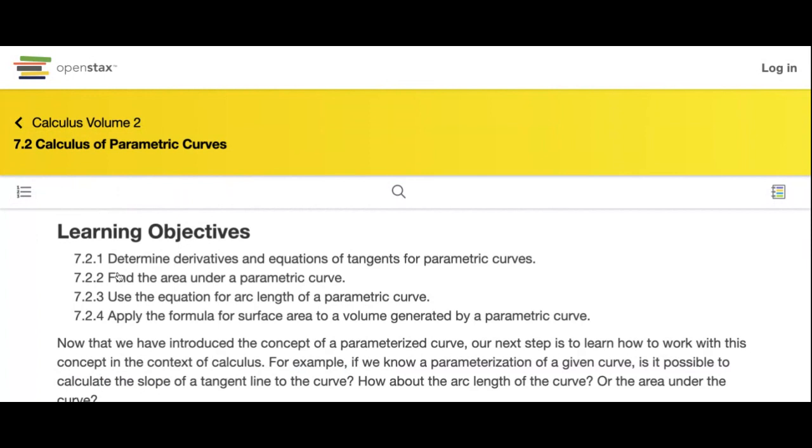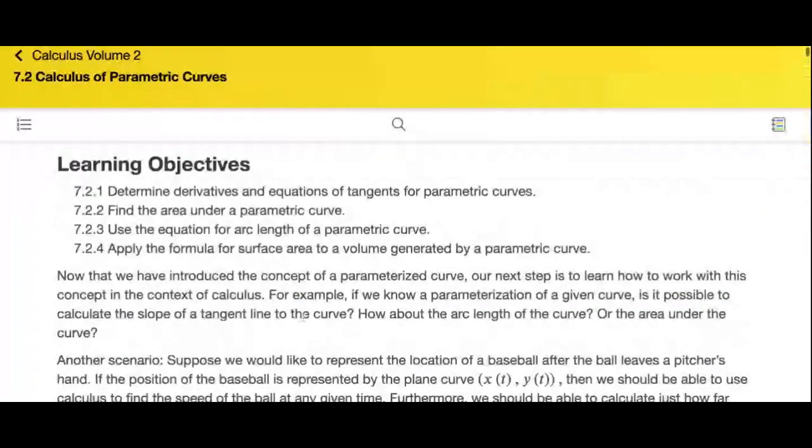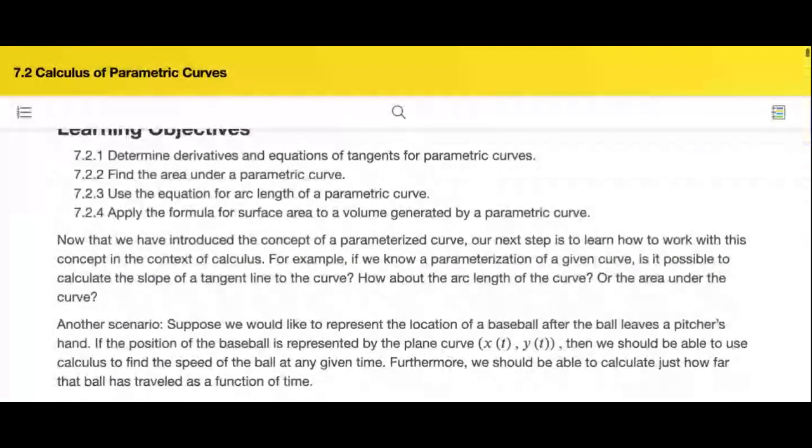If not, let's talk about parametric curves. There are 4 things involved. First, we want to determine derivatives and the equations of tangents for parametric curves. We know some parametric curves are functions, but not all are, like a circle or an ellipse. But we can still talk about their tangent lines and derivatives. We will find out how.